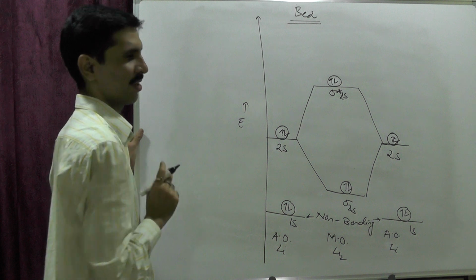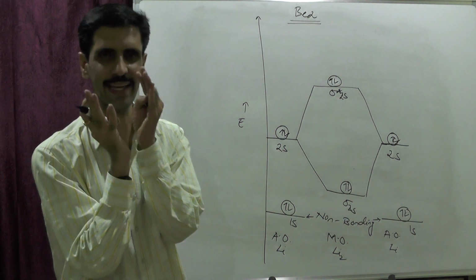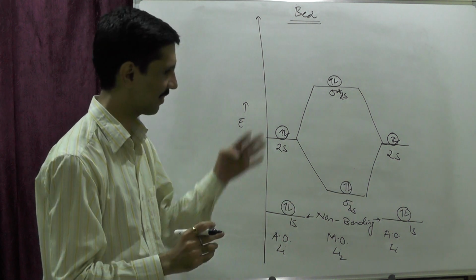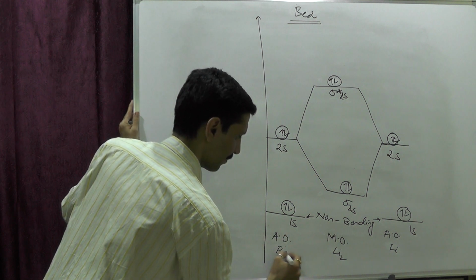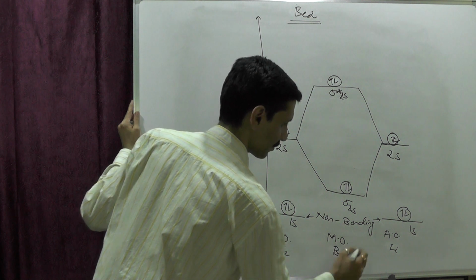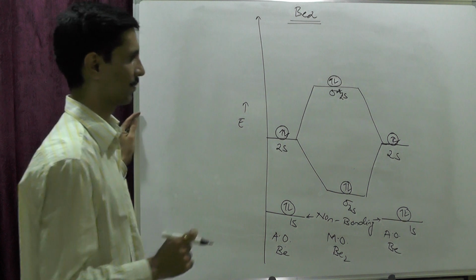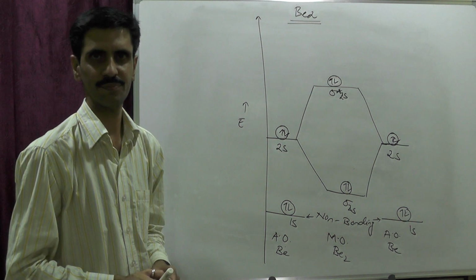So see, it's done. Within a few seconds, if I know one molecular orbital diagram, I immediately get the other. See this. So this is the molecular orbital diagram of beryllium, Be2.